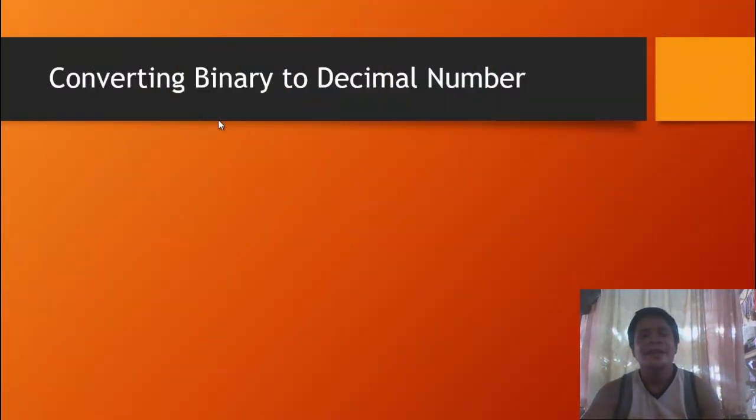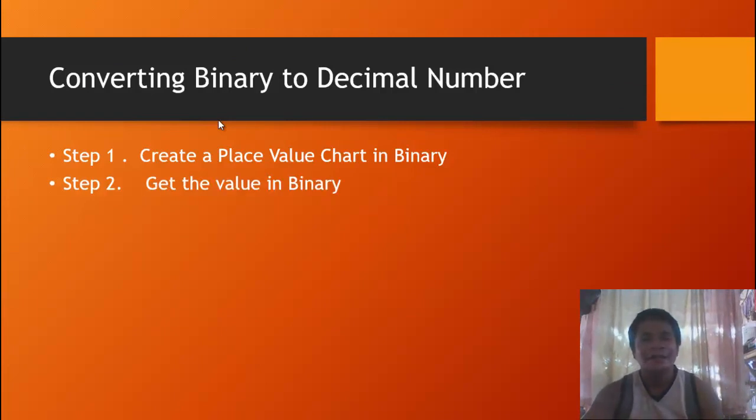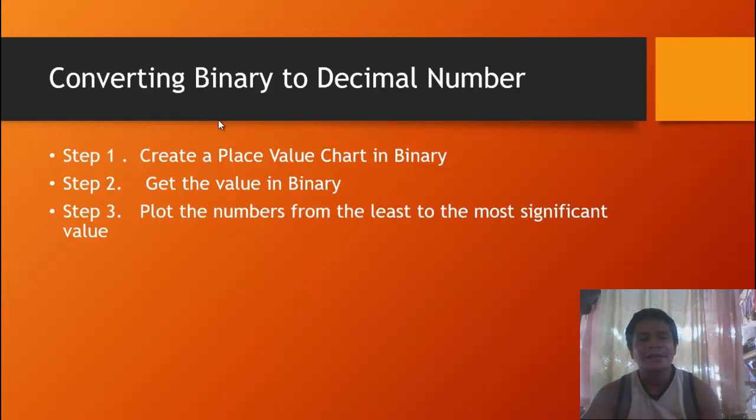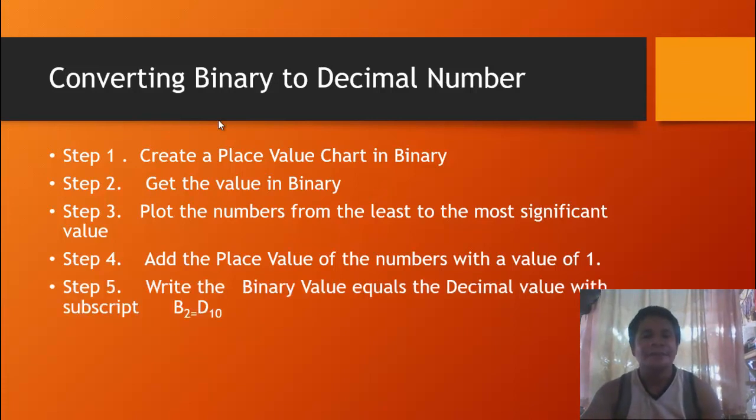Okay, converting binary to decimal number. Step 1. Create a place value chart in binary. Get the value in binary. Plot the numbers from the least to the most significant value. Add the place value of the numbers with a value of 1. Step 5. Write the binary value equals to decimal value with a subscript. Binary number base 2 is equal to decimal number base 10.